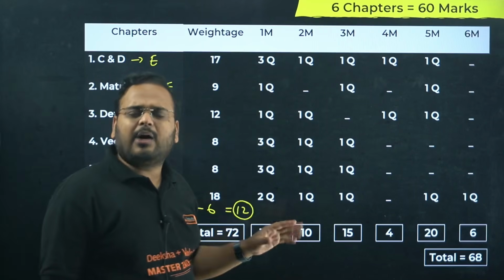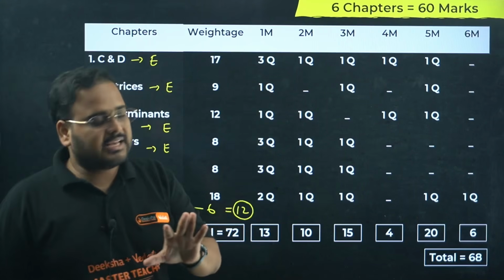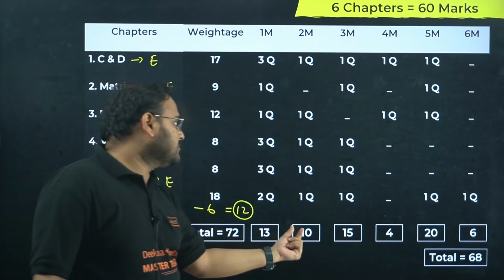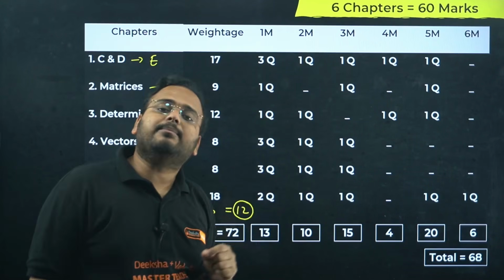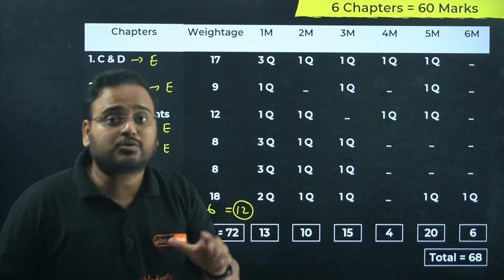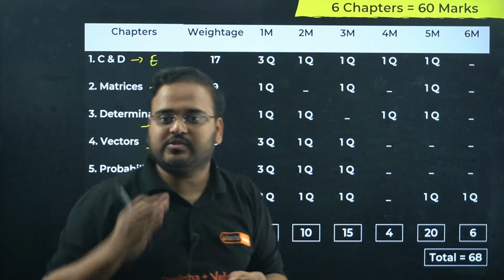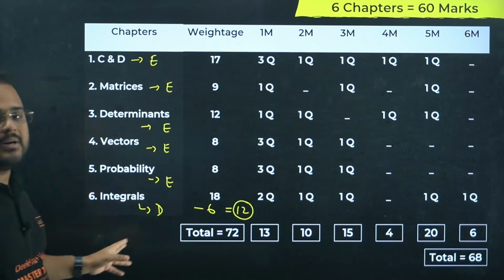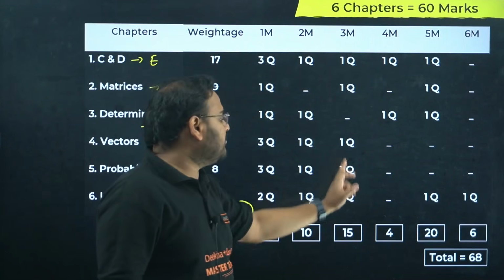If you attempt 2 markers, how many questions can you attempt? 6. But in these chapters only 5 are there. If you attempt that, you get 10 marks. How many 3 markers can you attempt? Again, you can attempt 6 questions in 3 marker also. That's the maximum number of allowed questions, right? So 6 questions are going to be attempted in 3 marker, but in these 6 chapters you can choose any 5. So 1 2 3 4 5 are there.